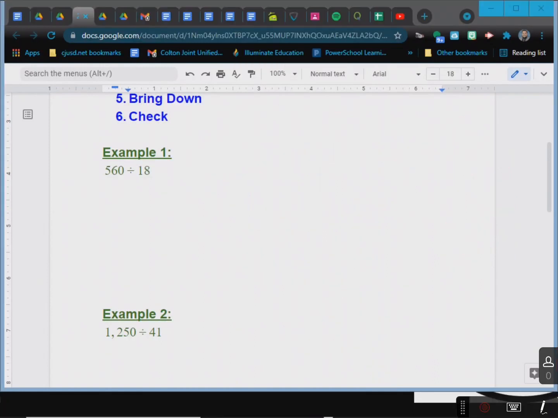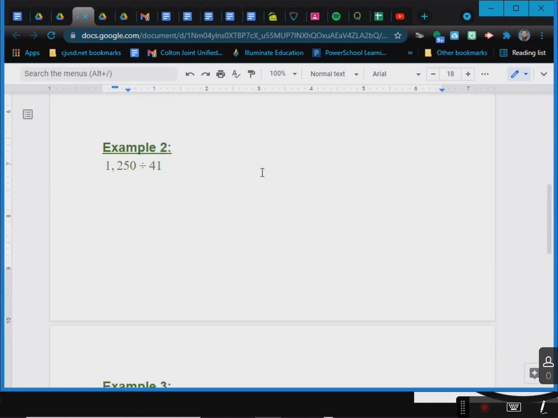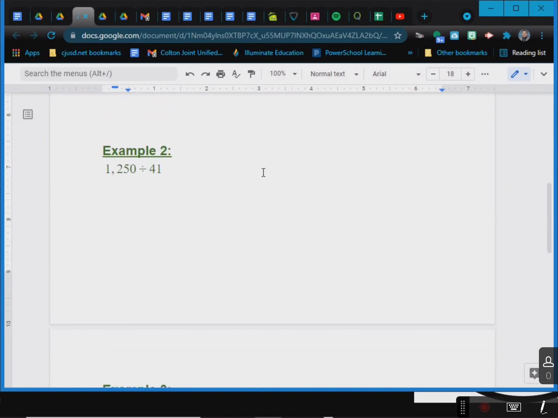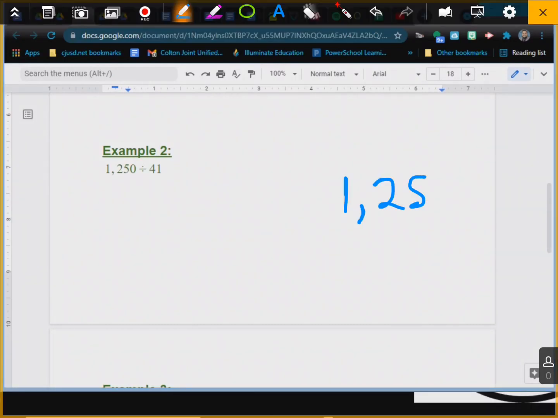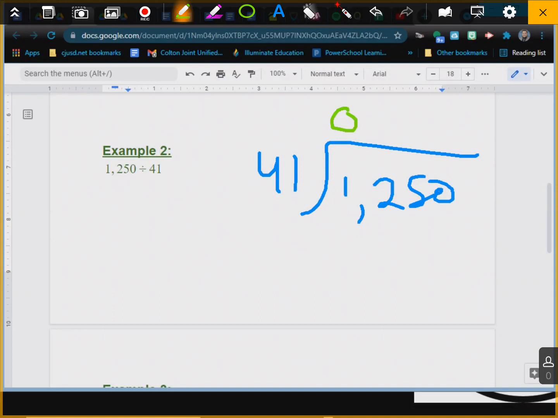All right, let's go ahead and do the next example. This is example 3 here if you want to write it down. So you have 1,250 and you're dividing that by 41. I know 41 doesn't go into 1, so I put a 0 as a placeholder. It also doesn't go into 12, so I put that as a placeholder.